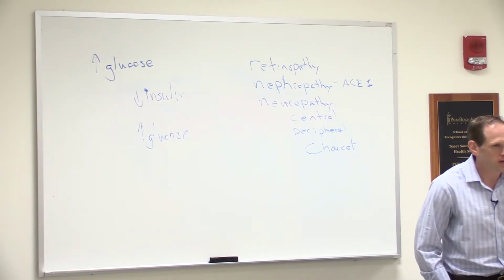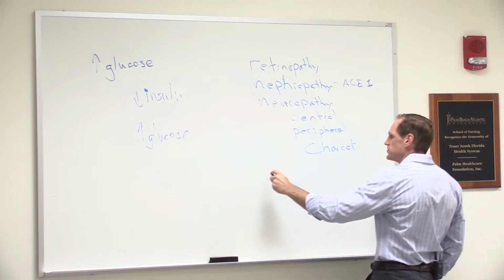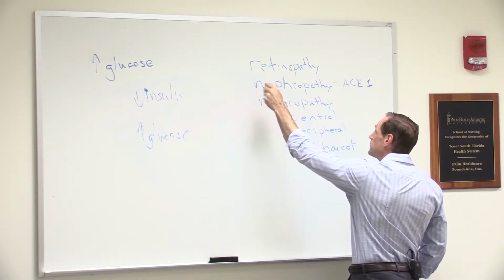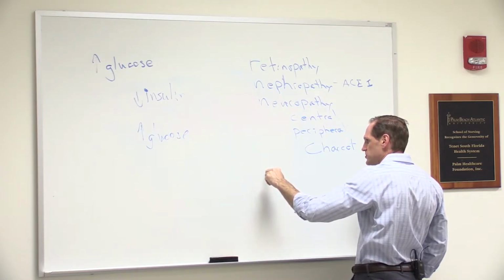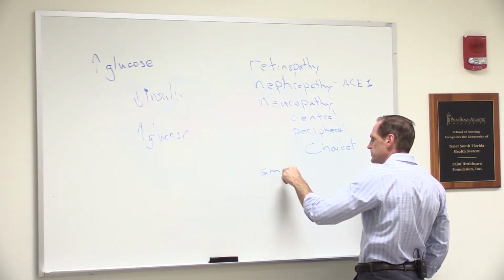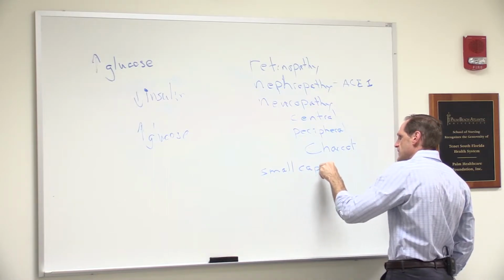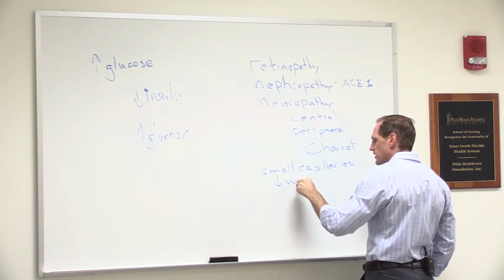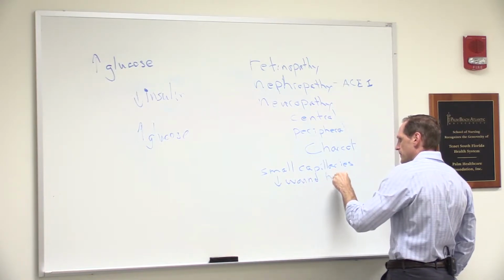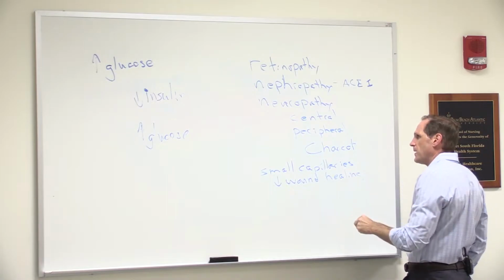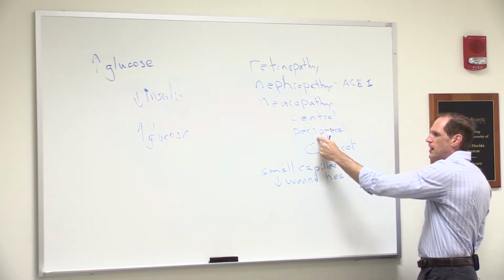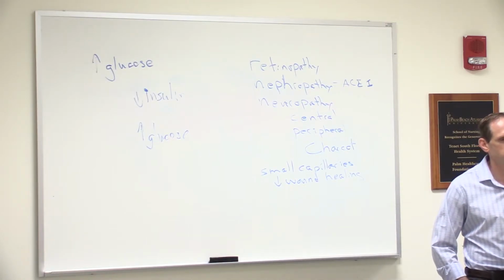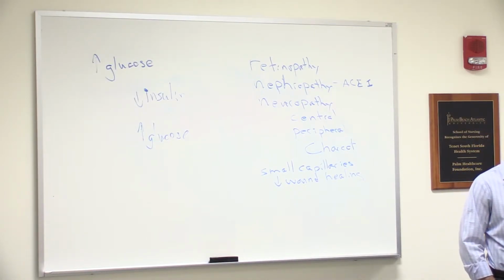As long as we're here, let's also just say, so retinopathy, nephropathy, neuropathy. The other one is just damage of small capillaries. And this can lead to decreased wound healing. So when you combine the peripheral neuropathy with decreased wound healing, you get the number one cause of amputations in the United States: diabetes.